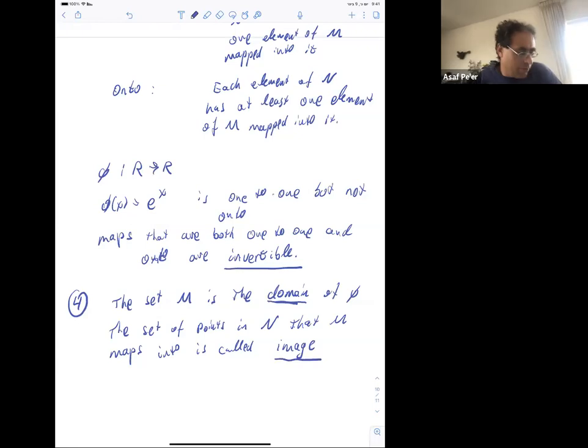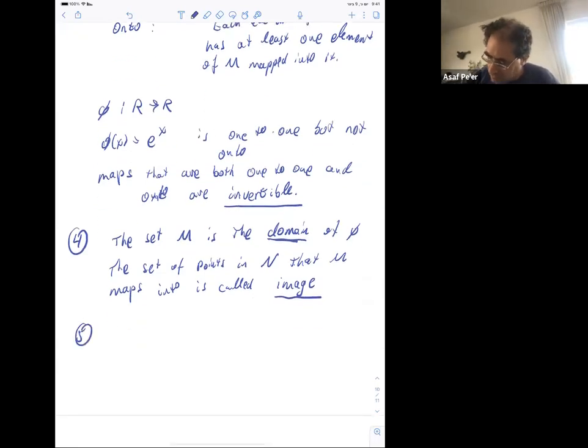Now, what we call smoothness of a function. Smoothness is the number of derivatives that are continuous. This is the number of continuous derivatives it has.